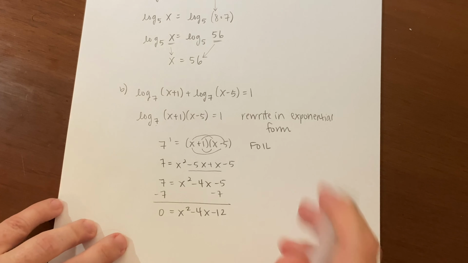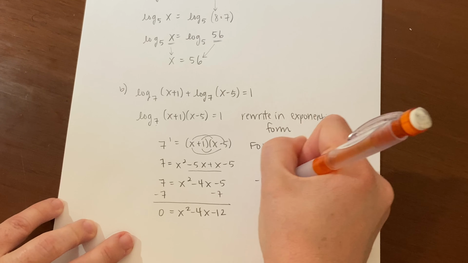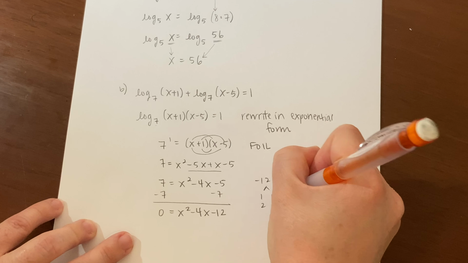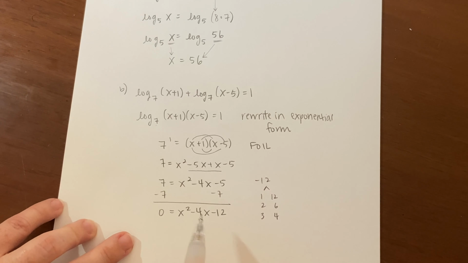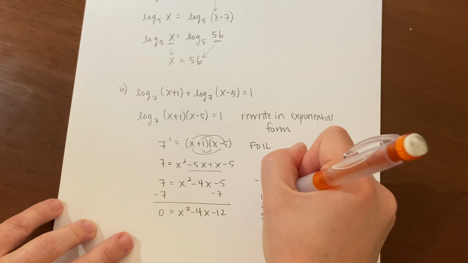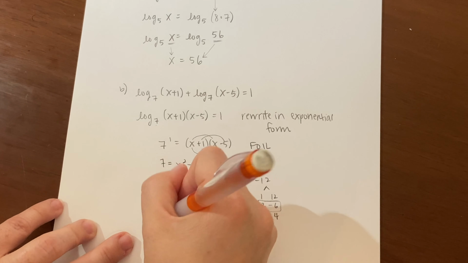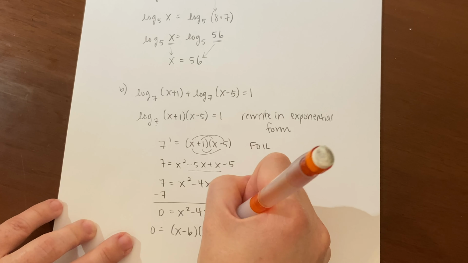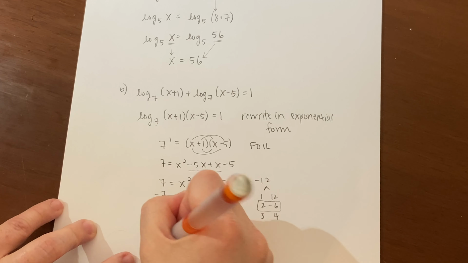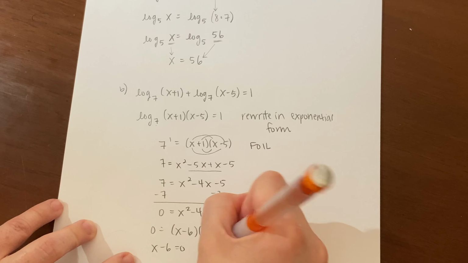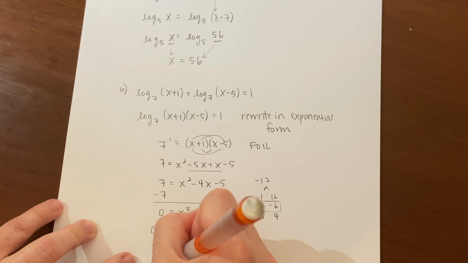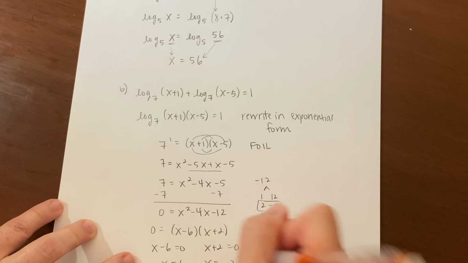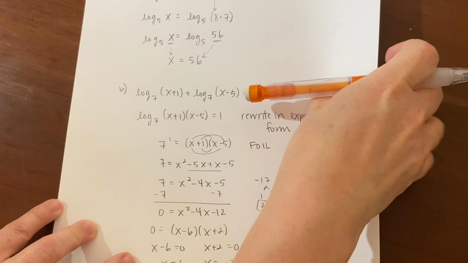Then we're looking for factors of negative 12. So 1 and 12, 2 and 6, 3 and 4. We want something that could add up to a negative 4. So if I have negative 6 and positive 2, I'm going to have x minus 6, x plus 2, set each factor equal to 0. So I get x equals 6 and x equals negative 2.